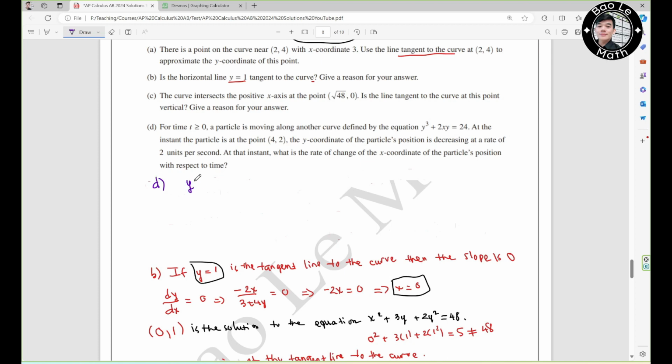Alright, so we have y cubed plus 2sy equals 24. Now given the point (4, 2) and dy over dt equals negative 2, right? So right here, decreasing, which means negative sign. We need to find ds over dt.